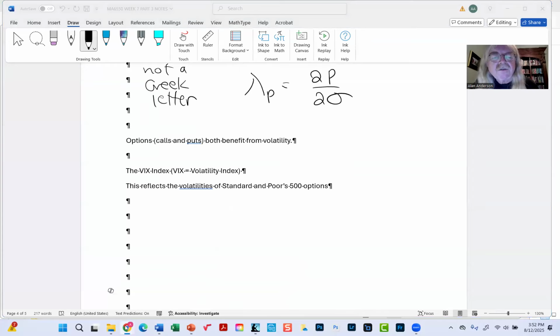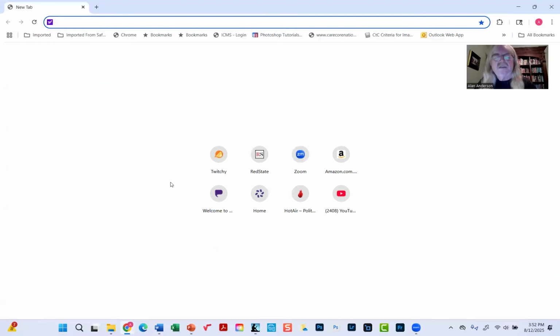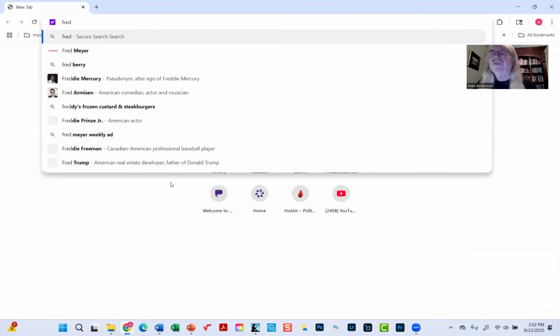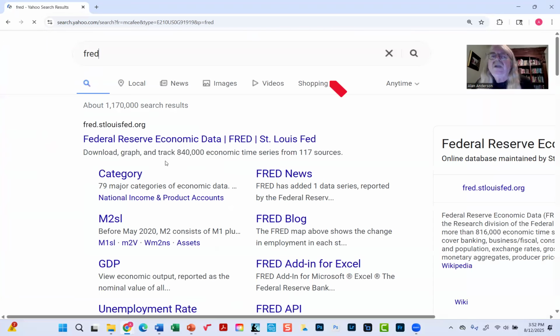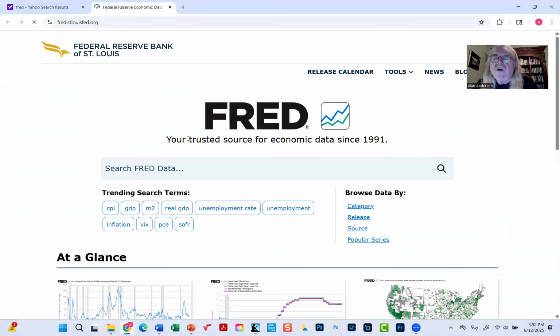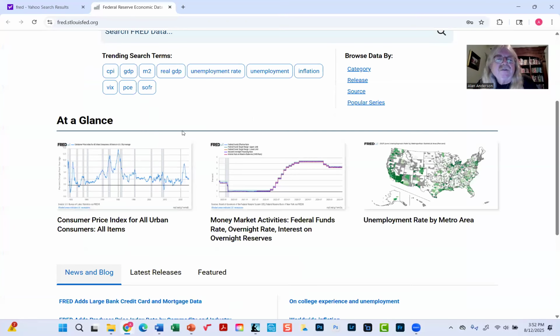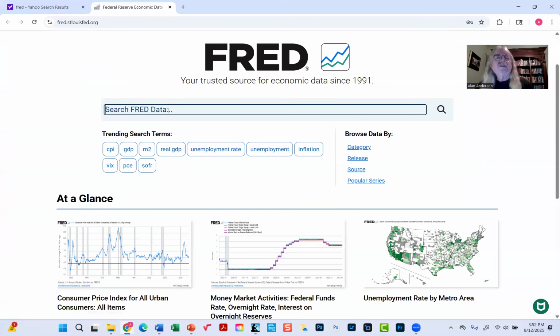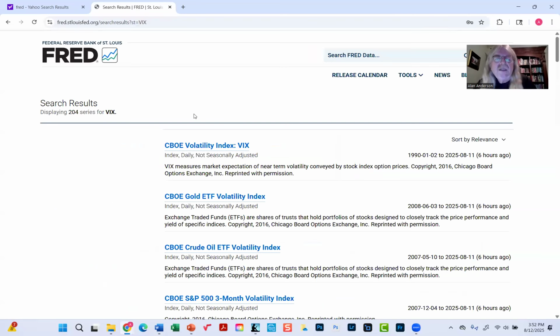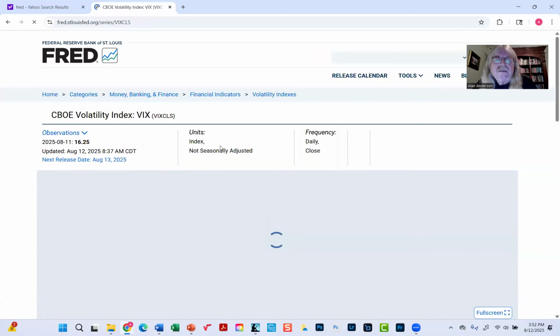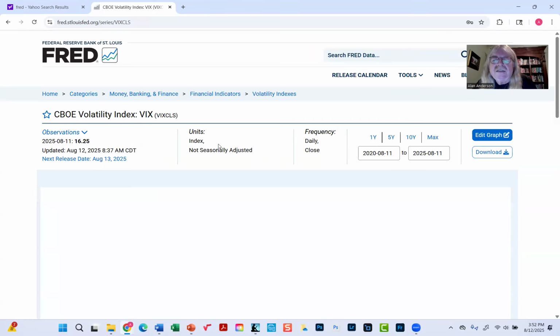And so we're going to go to this very special website called FRED. It stands for Federal Reserve Economic Database. It is being run by the St. Louis Federal Reserve Bank. And it's set up to give you all kinds of free information about economic variables. So all you have to do is come down and say, please show me the VIX. And you pick the one you want. And come back and say, look at this.